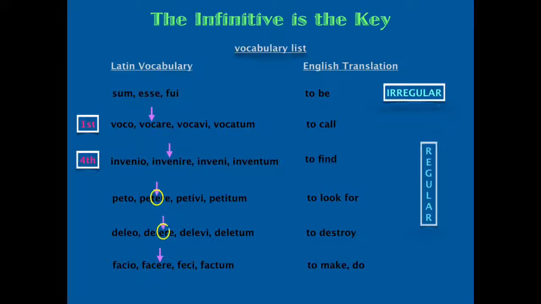This means that they can be either second or third conjugation. To know which, look at the first principal part. EO plus ERE is second conjugation. If you have just an O followed by ERE, it is third conjugation. And if you see IO followed by ERE, you are looking at a third IO verb.